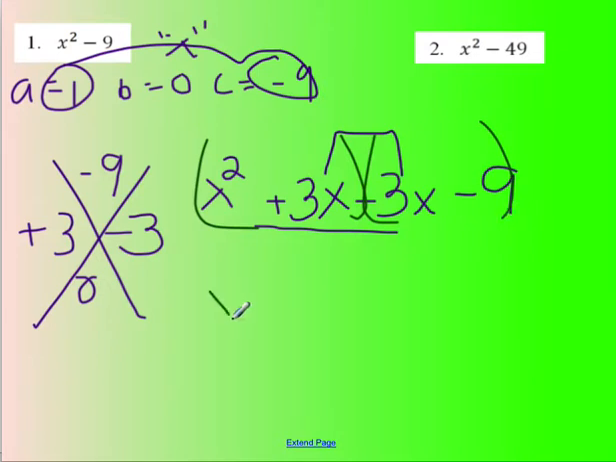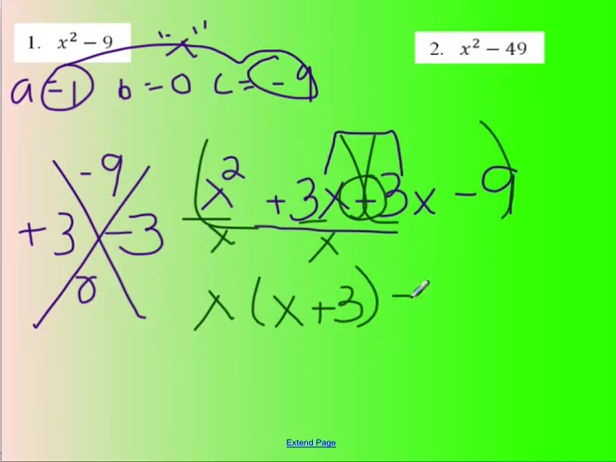Between x squared and 3x, I can divide out an x, so I'm dividing each of these terms by x. And then I'm left with x plus 3. Then there's a negative sign in the middle. So between 3x and negative 9, I need to take out a negative 3. So I'm dividing each of these by a negative 3. And then in that second parenthesis, I'm left with x plus 3.